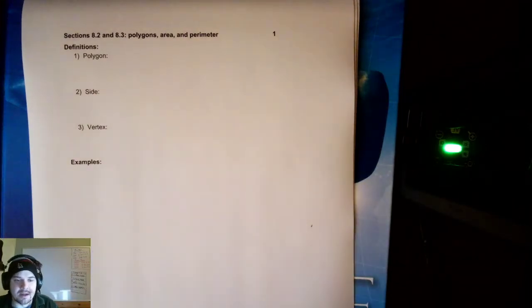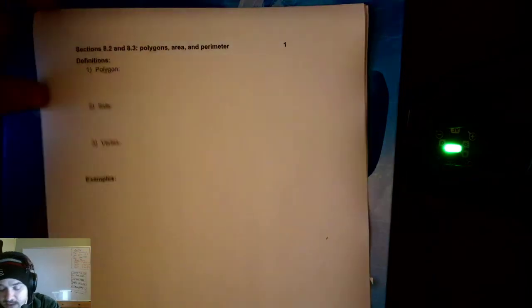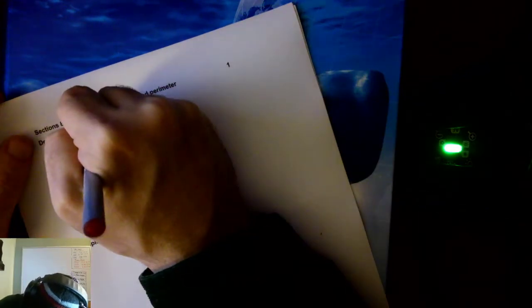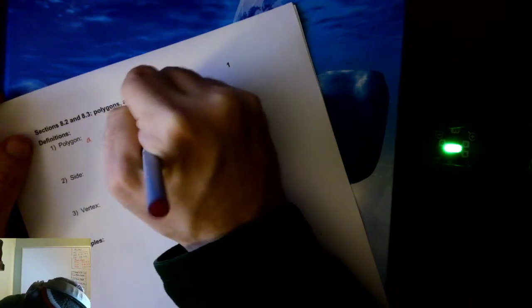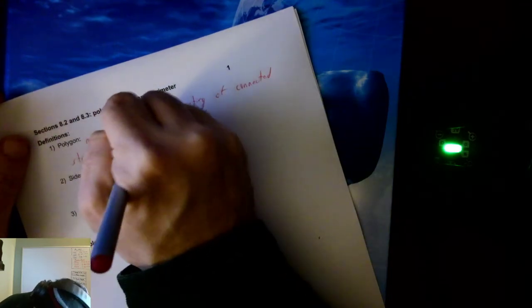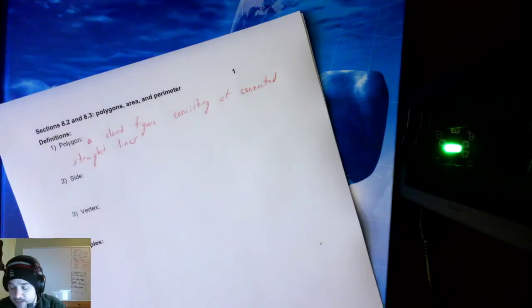Today we're going to be talking about the beginning of Chapter 8 for Math 120, and we'll start off with some definitions. The first is a polygon. A polygon is a closed figure consisting of connected straight lines. So it's a closed figure consisting of connected straight lines.